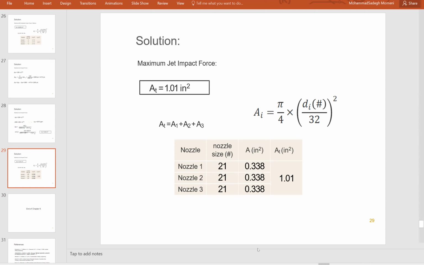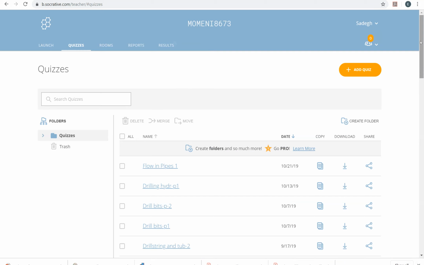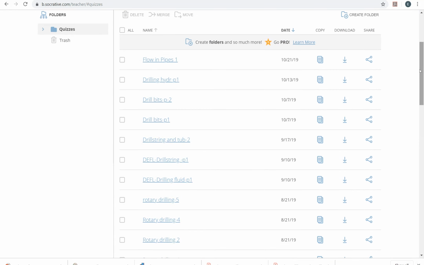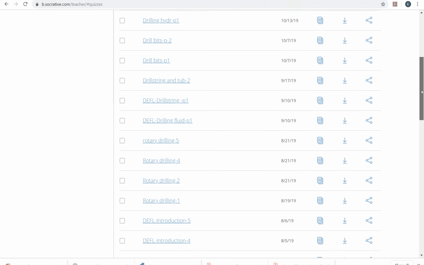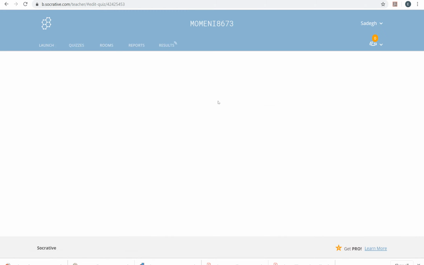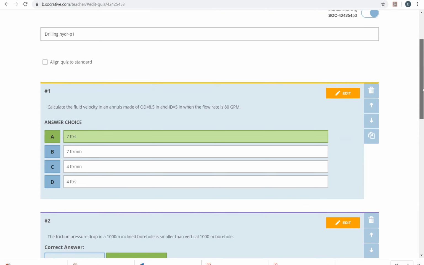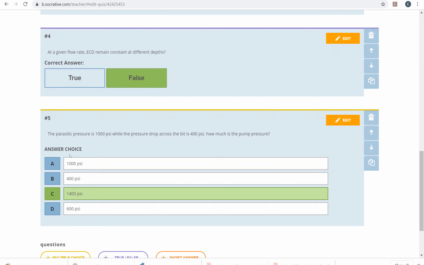So I have prepared for all the sessions at least one Socrative quiz during the session, where I will check the understanding of my students, or it can be used by a student to check their knowledge before coming to the class. So for example, for this drilling hydraulics that we just went through, I have provided like 5 questions, and I guess only this one you will be able to answer.